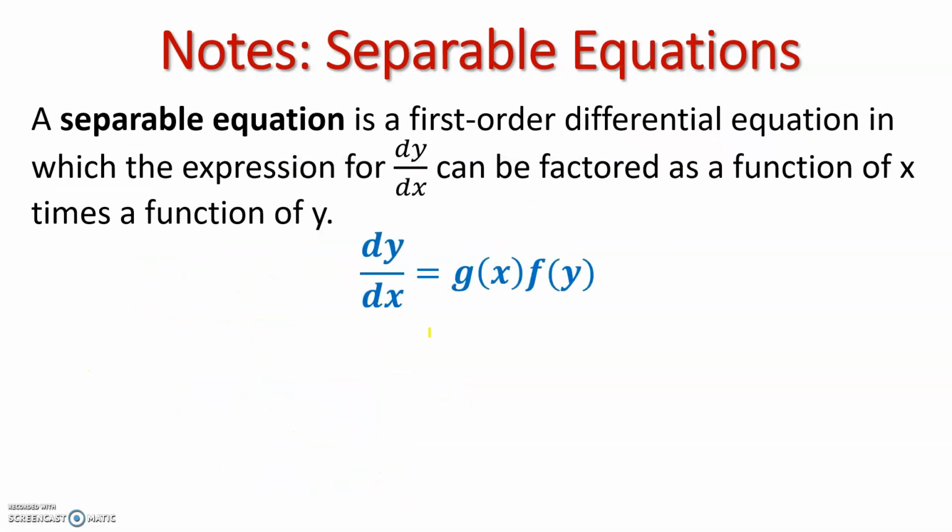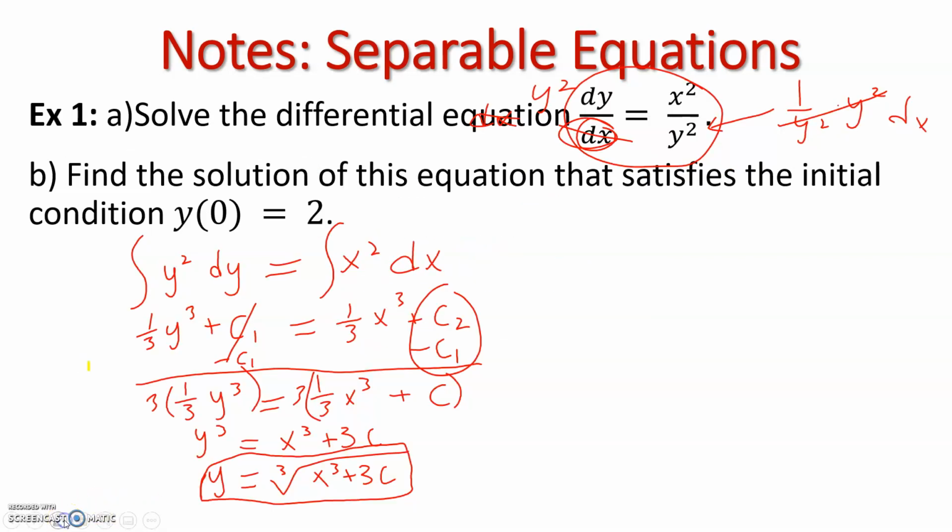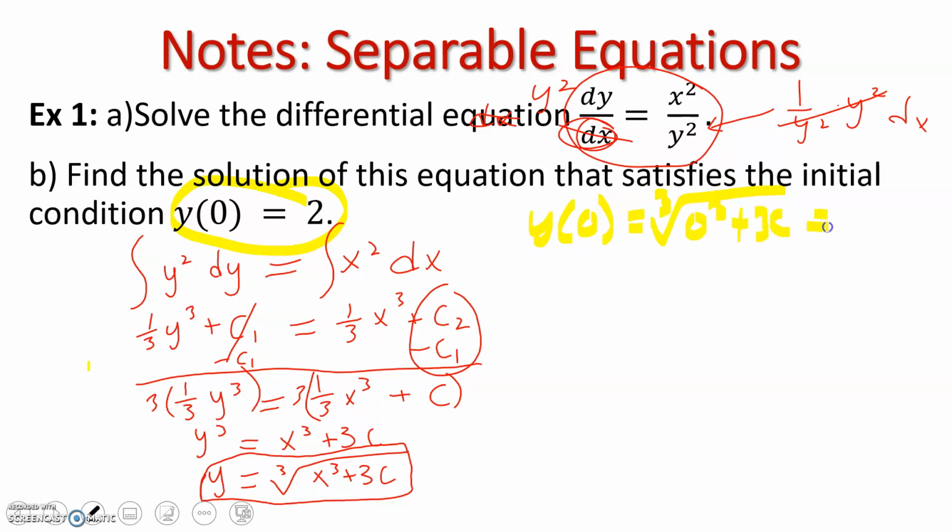We are going to take this information here and we're going to plug it in. So we get y of 0 is equal to the cube root of 0 cubed plus 3c, which is equal to 2. We will cube both sides.